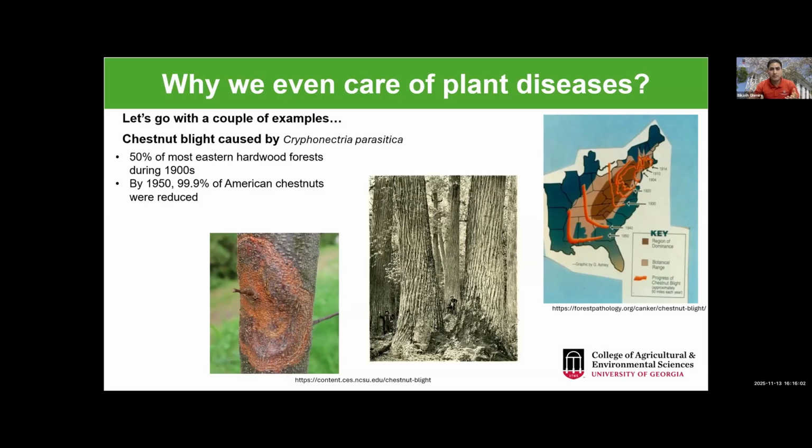Because I'm sure a lot of you have heard about the chestnut blight, which is a fungus disease caused by Cryphonectria parasitica. That was a big problem in the 1900s because we used to have more than 50% of the eastern hardwood forest covered by chestnut. But all of a sudden, we lost almost 100% of this chestnut by 1950. And if you see the map on your right, you can see how the disease was progressing from 1914 from the north towards the south, and every year it used to go 50 miles down the south. So that's how much of a problem the disease was.